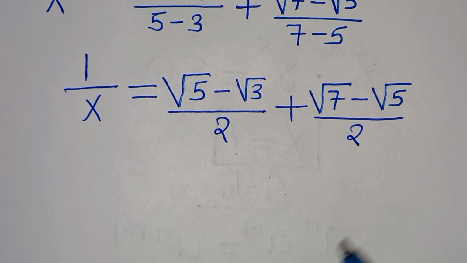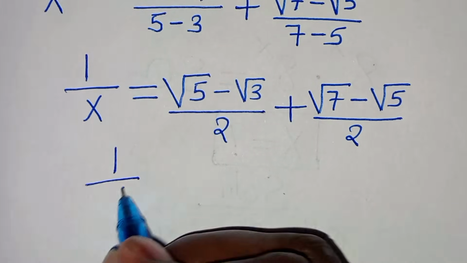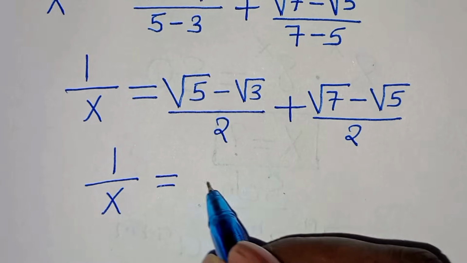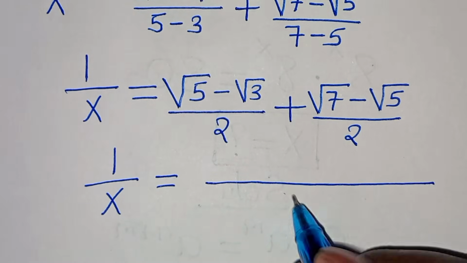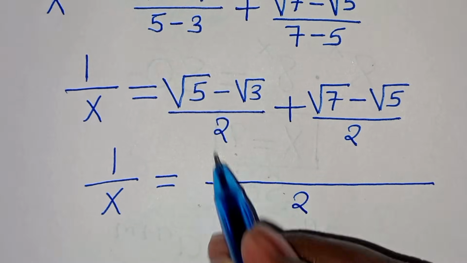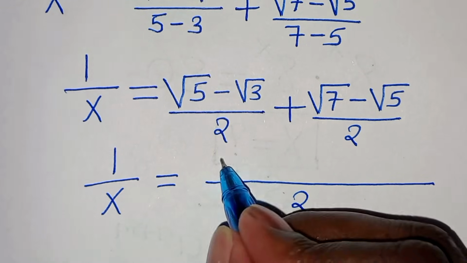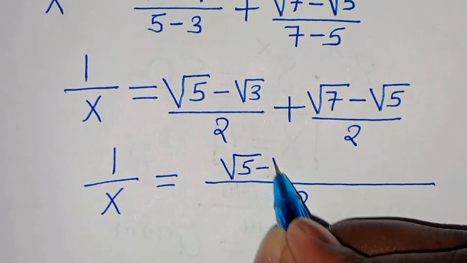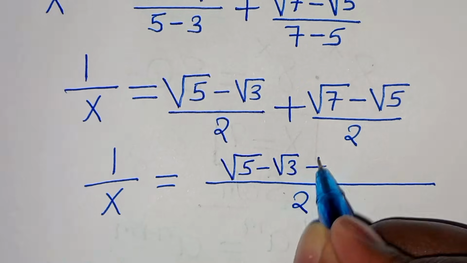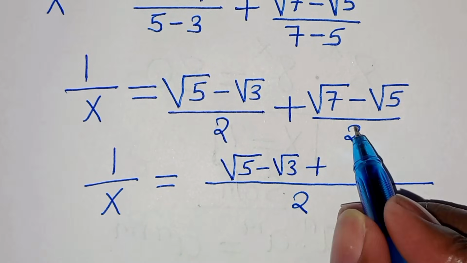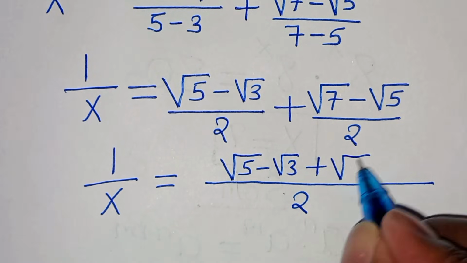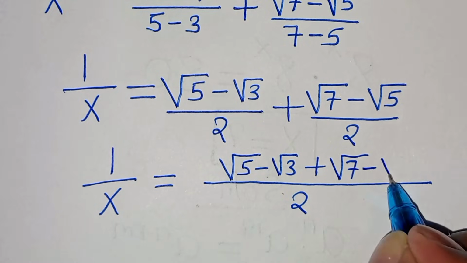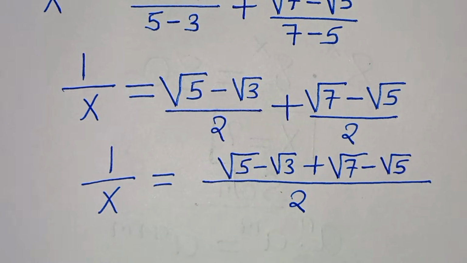Now, we have that here, 1 over x, this is equal to, now we have the LCM here, which is equal to 2. So 2 divided by 2, this is 1 times square root of 5 minus square root of 3. Then plus 2 divided by 2 here is 1 times square root of 7 minus square root of 5.